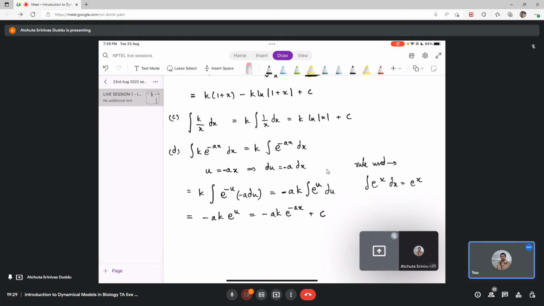I'm really sorry about it. I think I made a mistake again here. So du would be minus 1 by a. Since this a would be coming this way, we'll have dx equal to minus 1 by a du. Sorry about that. So we'll essentially have, instead of minus a, minus 1 by a. So minus k by a. That's the solution, right?